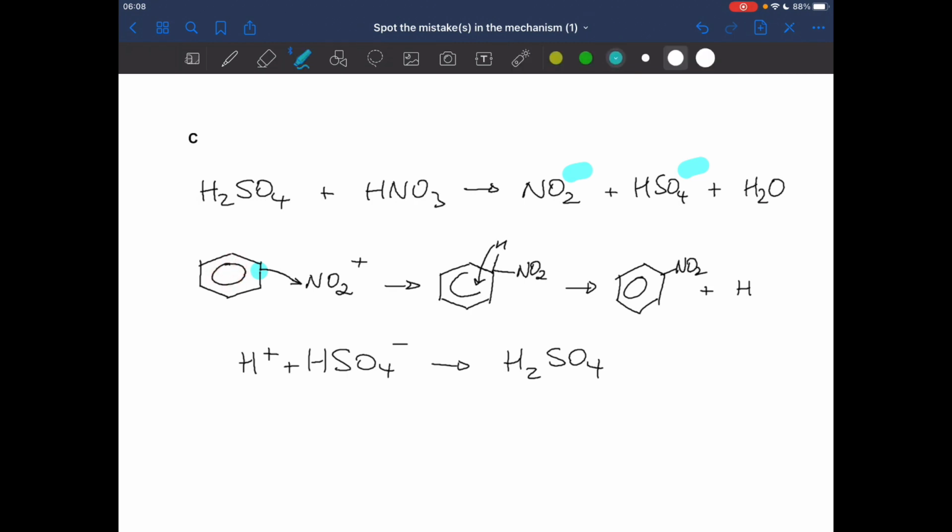Next mistake, they've forgotten the charge in the intermediate. It's got to be positively charged. The next mistake is the origin of that curly arrow. It's got to come from the bond. So I always say to students, take it from the middle of the bond back into the ring. Next mistake, they've forgotten that charge there.